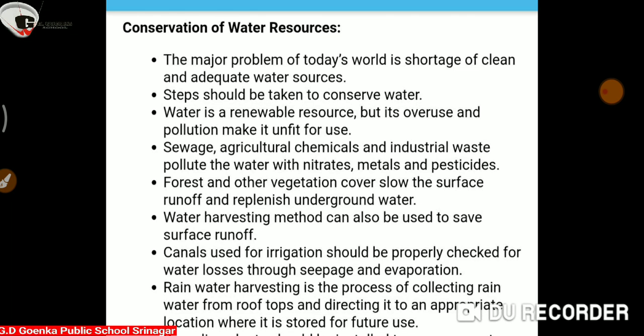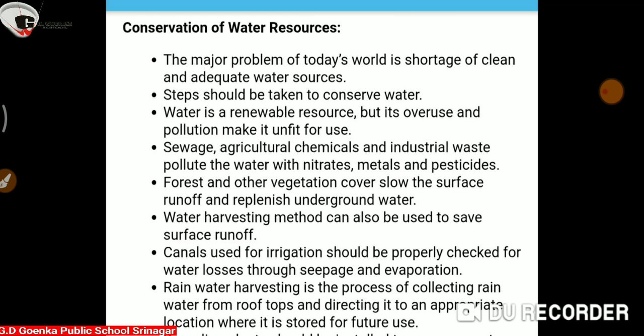The major problem of today's world is shortage of clean and adequate water resources. As we know, the whole world is suffering from water shortage. So the second point is that steps should be taken to conserve water. What are the steps we need to take to conserve the water?